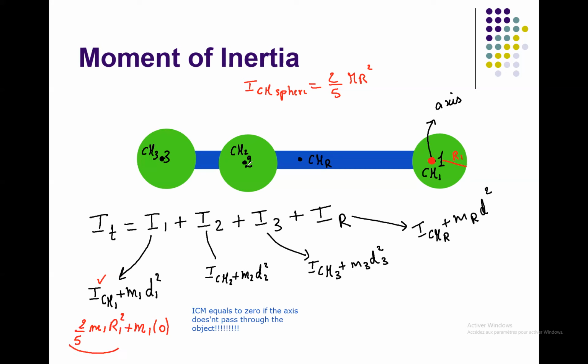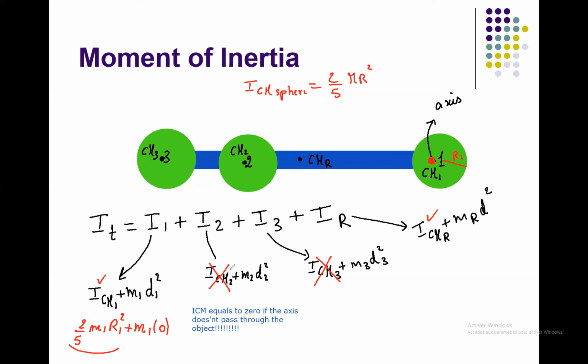Let's take object 2. The axis is not passing through object 2. In this case, we don't have I_CM. The same for object 3. The axis is not passing through object 3. We can say I_CM equals 0. Here we have the rod. The axis is passing at the edge of the rod, so we have I_CM of the rod.